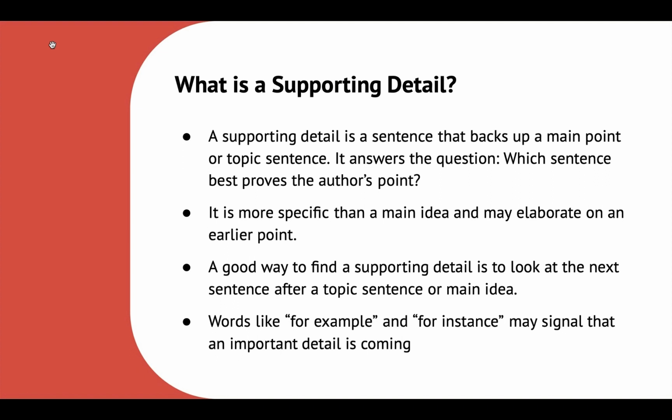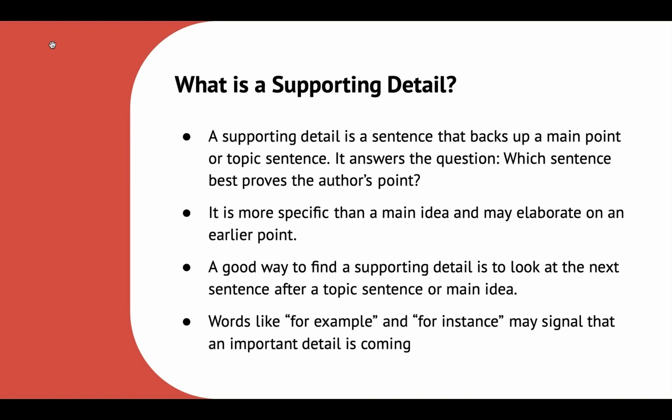So, thinking through this, a topic is the most broad. It's one or two words about what a passage or a text is about. The next specific would be the main idea or the topic sentence. And the most specific would be the supporting detail.